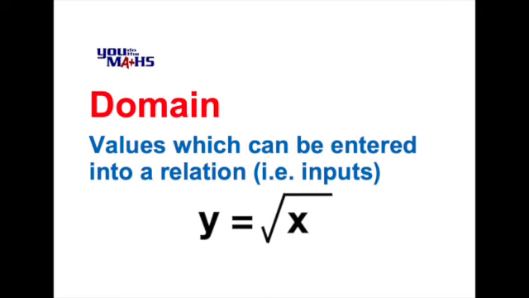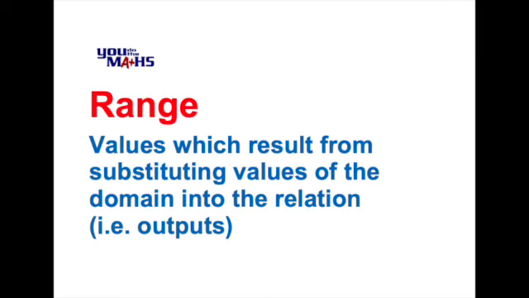Once we've decided on a domain, we can then look at the range for a particular rule or a graph. And in simple terms, the range are the numbers that come out of the rule. In other words, once we've substituted numbers into the rule, anything that can come out represents the range.